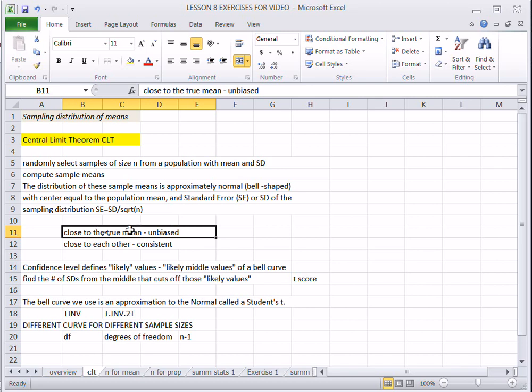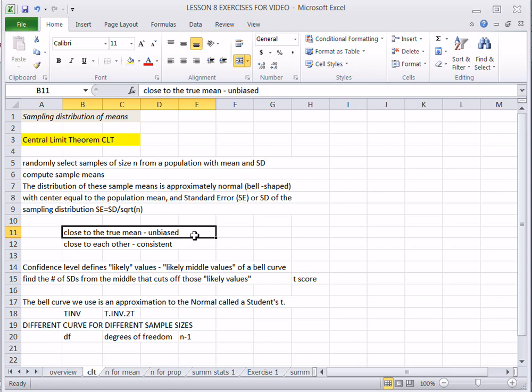Now, this is true. It's close to the mean. Every time you take a sample mean, we're assuming that the sample mean is close to the true mean. So if all the sample means are decent, they should be close to the true mean. They all should be hovering or centered about the true mean. That means that the sample mean is unbiased.